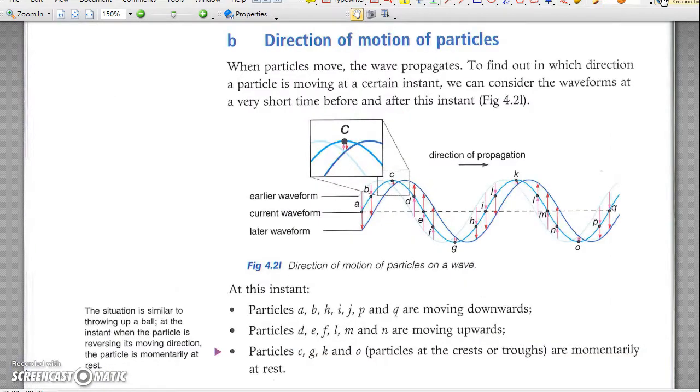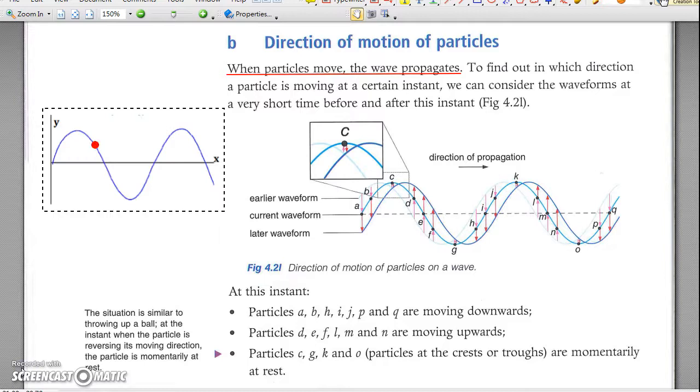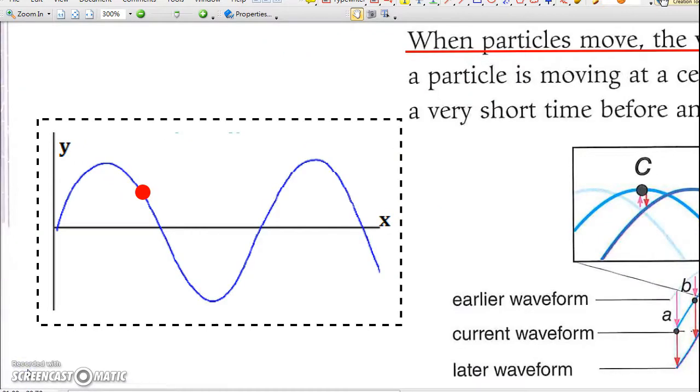B. Direction of motion of particles. All particles vibrate about their equilibrium position. But how can we determine the direction of motion of a particle when a snapshot is given? The answer is, we cannot, unless we know the direction of propagation.